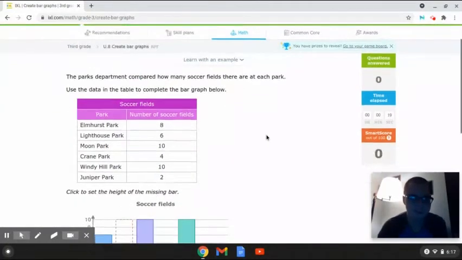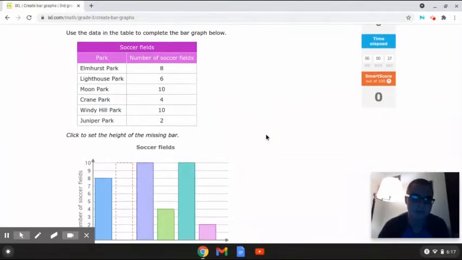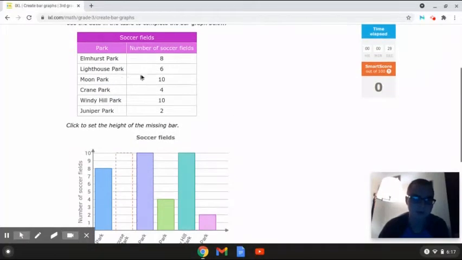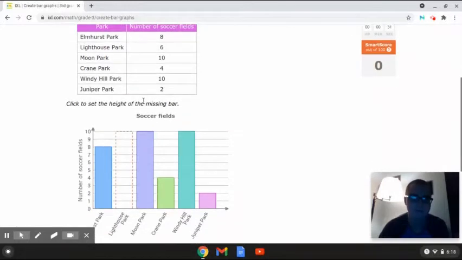Okay, so this next problem reads, the Parks Department compared how many soccer fields there are at each park. Use the data in the table to complete the bar graph below. Okay, so this table is showing the soccer fields, the park, and the number of soccer fields. So if we look here, Elmhurst Park has 8 soccer fields, Lighthouse Park has 6 soccer fields, Moon Park has 10 soccer fields, Crane Park has 4 soccer fields, Windy Hill Park has 10 soccer fields, and Juniper Park has 2 soccer fields. Click to set the height of the missing bar.